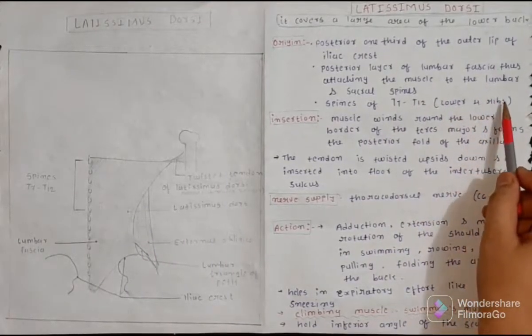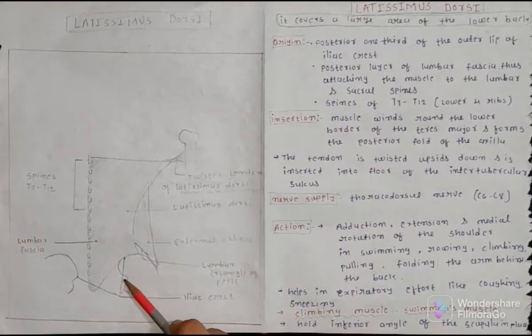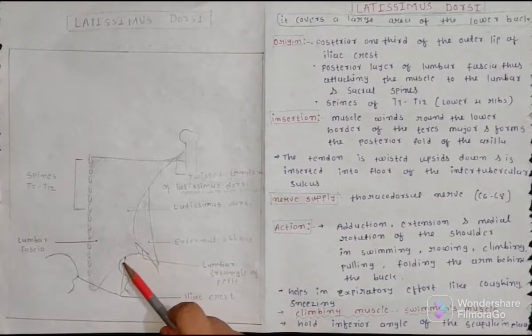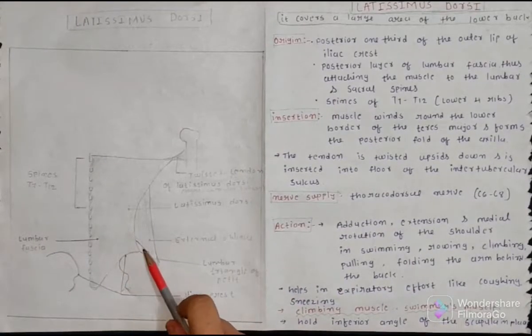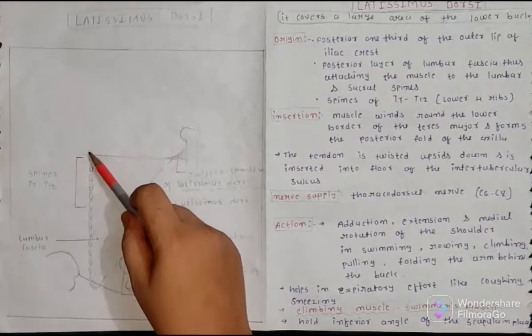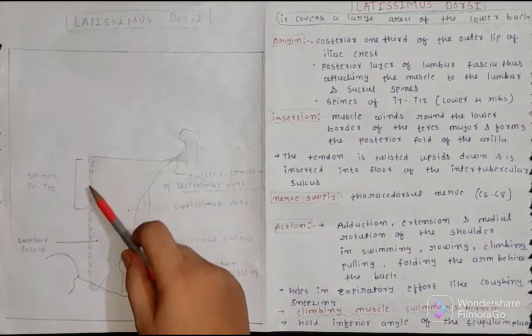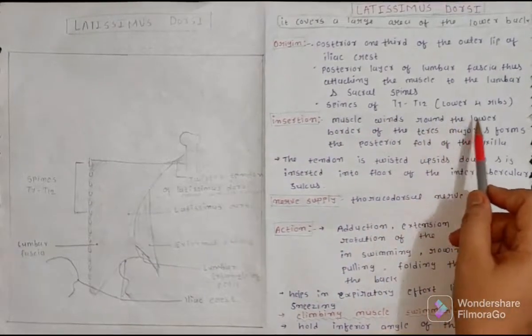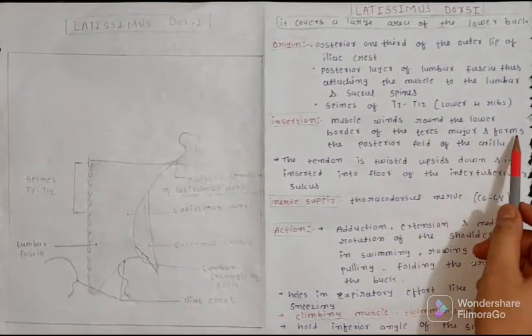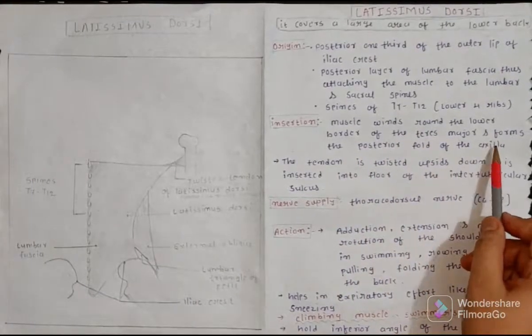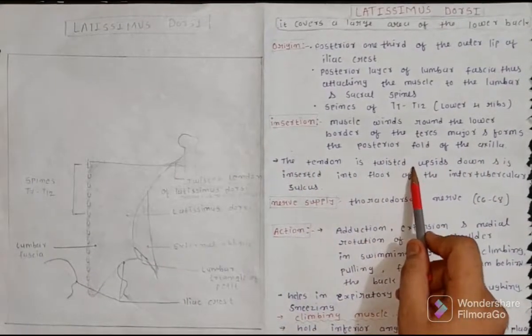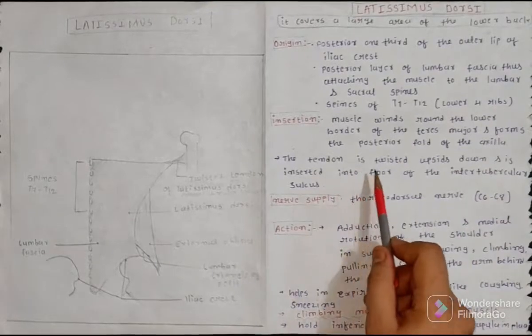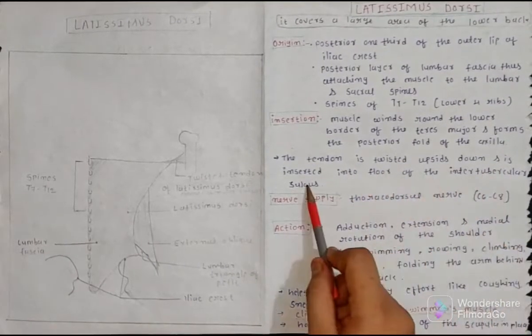and lower four ribs. Its origin is from the outer lip of the iliac crest, the spines of T7 to T12 and the lower four ribs. Insertion: the muscle winds round the lower border of the teres major and forms the posterior fold of the axilla, and the tendon is twisted upside down and inserted into the floor of the intertubercular sulcus.